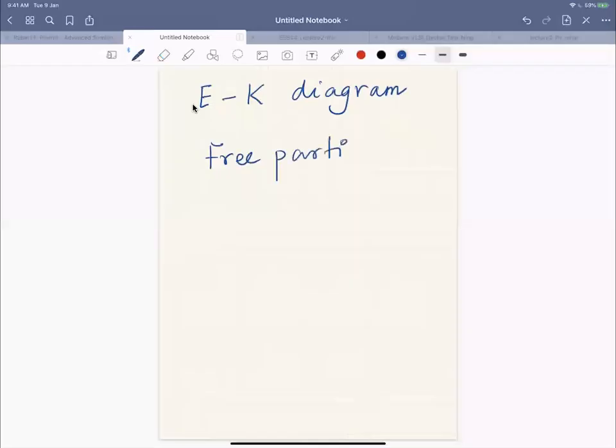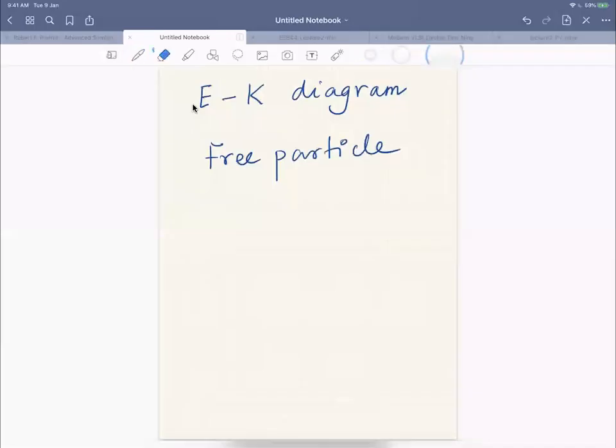The free particle is like an electron which is not influenced by any potential energy. It is moving in an area which is free of any potential energy, right? So that is a free particle. We discussed this free particle, and from there we derived the EK relationship.